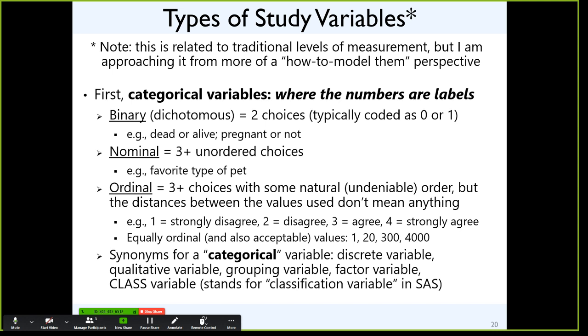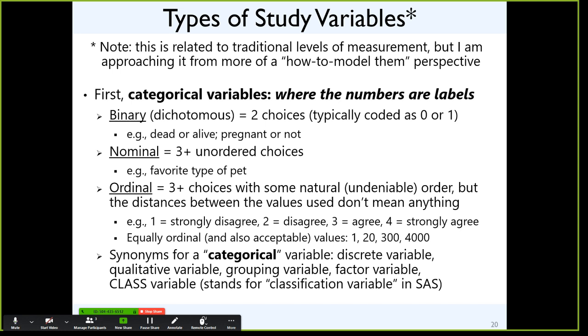And from that perspective, there are 3 kinds of categories. There's binary: yes or no for an item type for a quiz, for instance, dead or alive, pregnant or not. As we all know, you can't be a little bit pregnant. Doesn't work like that.